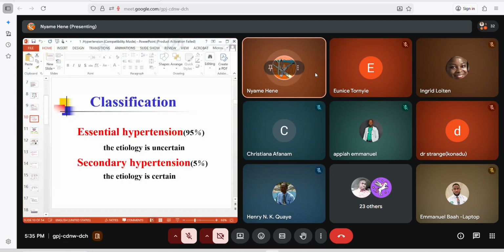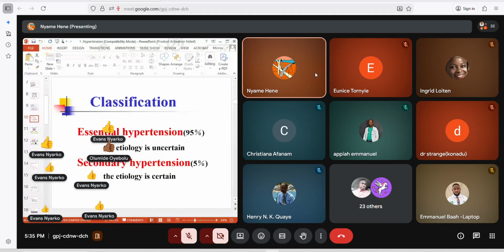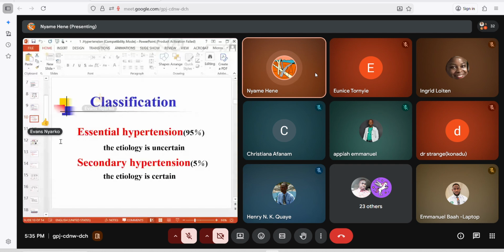In that situation, we say there is high blood pressure. Now we have two types. Blood pressure can be classified into two: essential hypertension and secondary hypertension. It's good you guys are learning this.